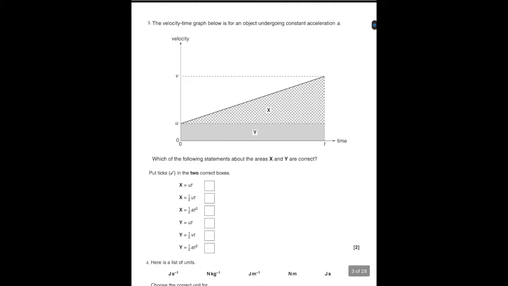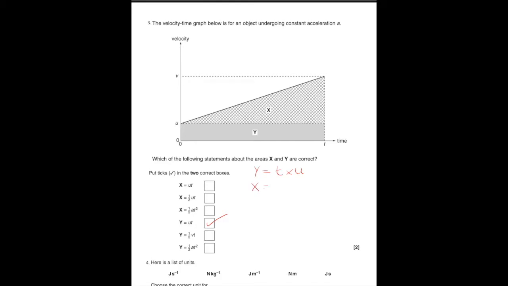Right, nice little multiple choice here. So a velocity-time graph with some parameters marked up on it. All you're being asked to do is which of these statements are correct. So let's look at y first of all. Well, y is simply a rectangle. We know that y is a rectangle of base t and height u. So we know that y equals ut. So immediately that one is correct.